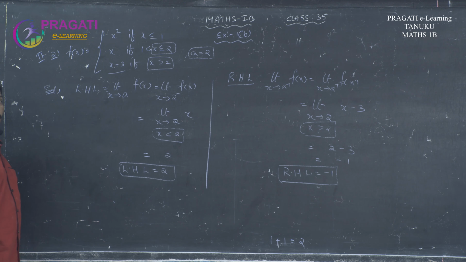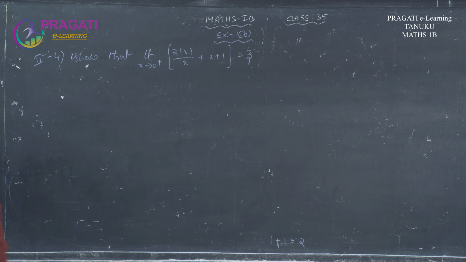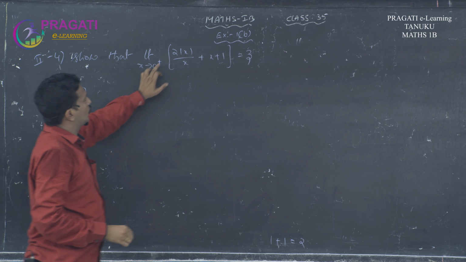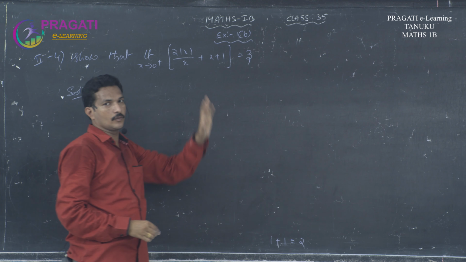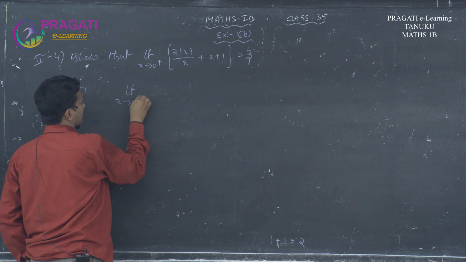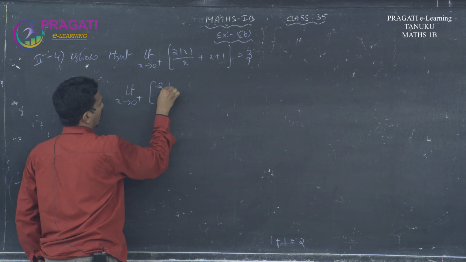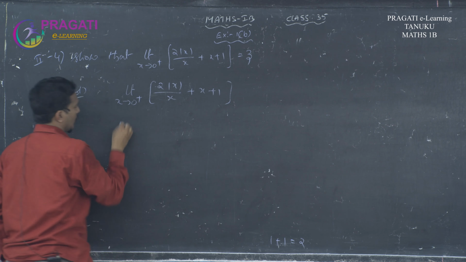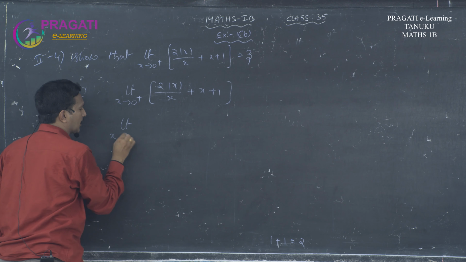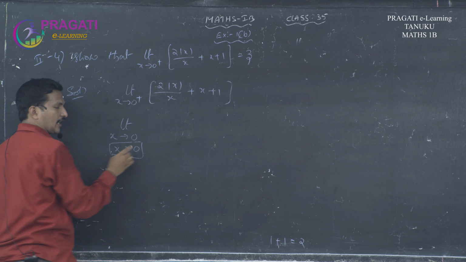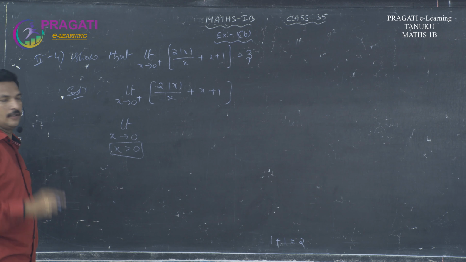Okay, one more problem. Show that limit x tends to 0 plus of 2 mod x by x plus x plus 1 is equal to 3. Here, limit x tends to 0 plus means limit x tends to 0 and x greater than 0. Plus means x greater than 0, minus means x less than 0.